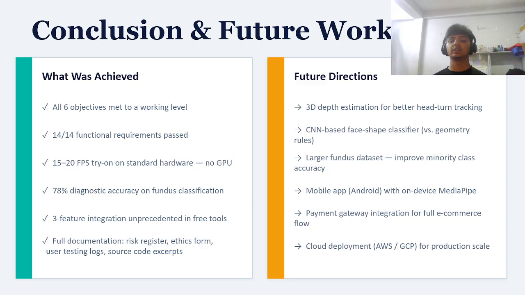Looking ahead, the most impactful future improvement would be to work in 3D rather than 2D, because of depth estimation for better head pose tracking, using a CNN-based face shape classifier to replace the geometry rules, a larger and more balanced dataset, and cloud deployment to move beyond the local Flask development server hosting.